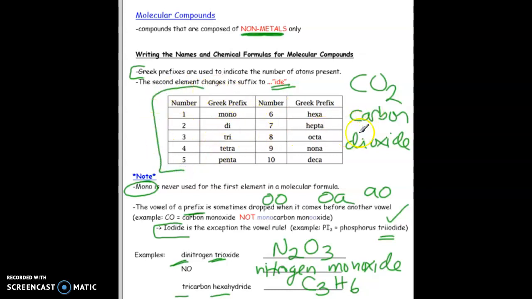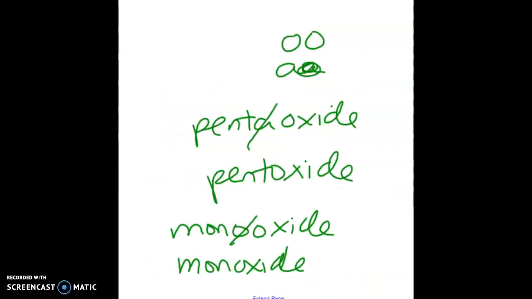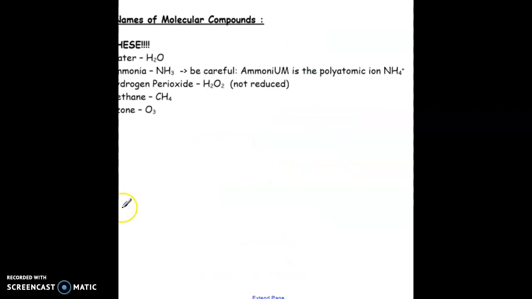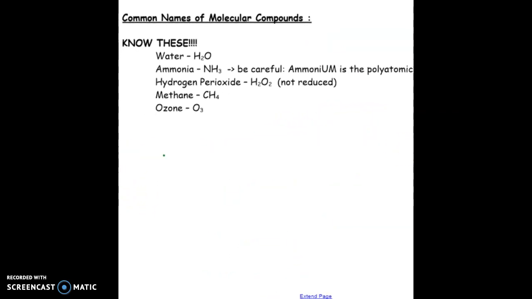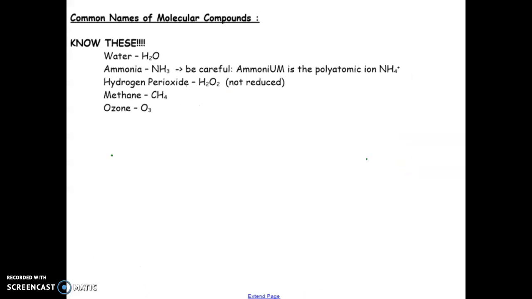I find naming these is pretty straightforward. You just go directly with whatever the prefix is, but sometimes it can be hard to remember when you use these and when you do not. So remember, you're using these prefixes when you have non-metals only. Okay, so there are a lot of molecular compounds that go by common names.